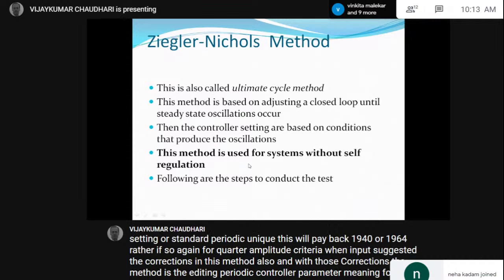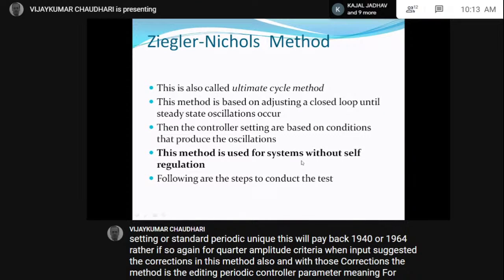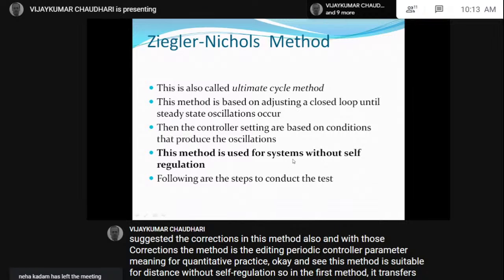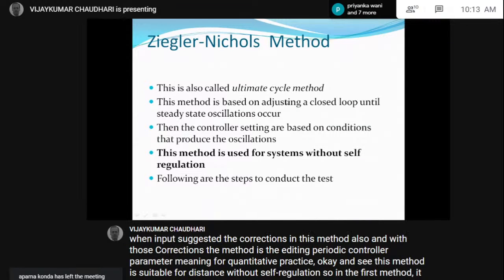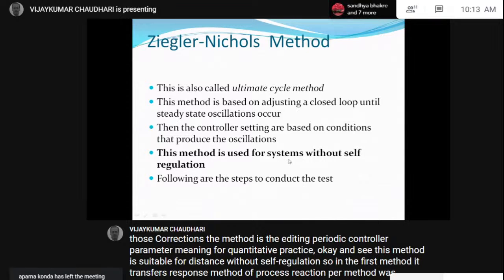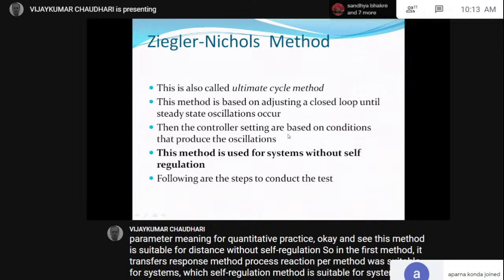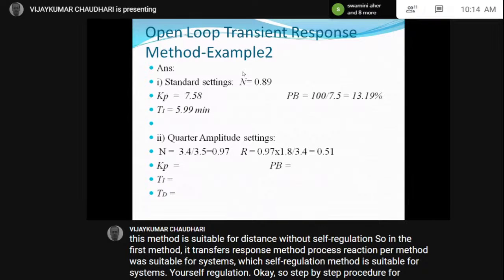Okay, and this method is suitable for systems without self-regulation. We saw that the first method, the transient response method or process reaction curve method, was suitable for systems with self-regulation. The Ziegler-Nichols method or ultimate cycle method is suitable for systems without self-regulation. Okay, so the step-by-step procedure for conducting the Ziegler-Nichols test on a process is like this.